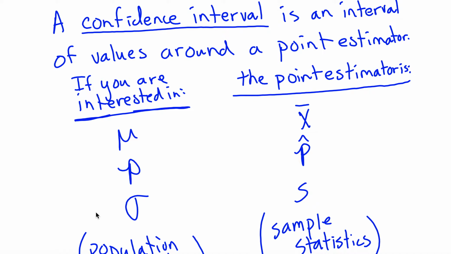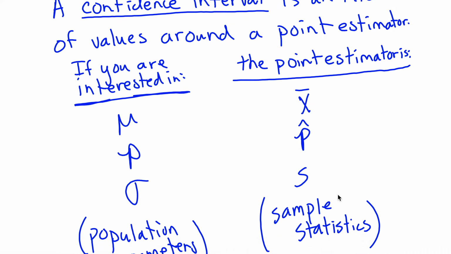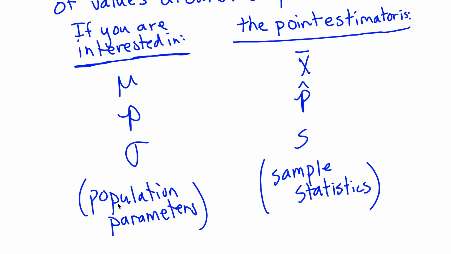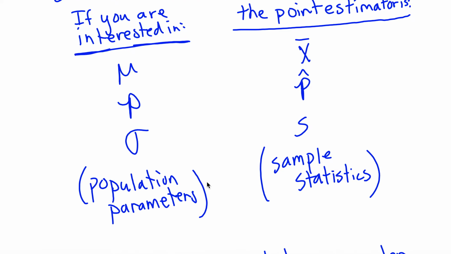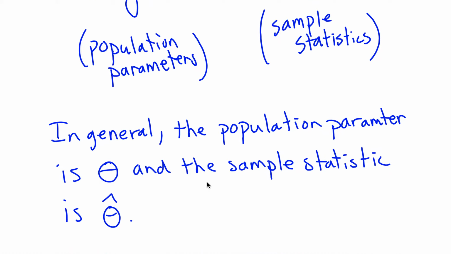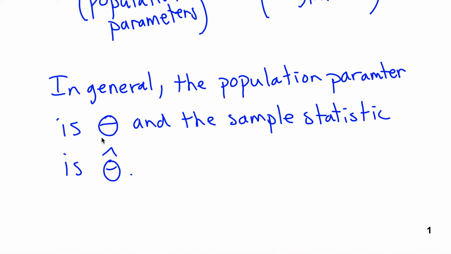If you happen to want to know what the standard deviation is, then your point estimator is the sample standard deviation. So you can see we can look at the population parameters, which are these here, and the sample statistics. And there are a lot of other ones we can do besides these, but these are the sample statistics that go with those population parameters. Again, they're called point estimators because they're a single point out there in space. And what we're going to do is give you an interval instead. In general, the population parameter is a Greek letter theta, and the sample statistic is a theta with a little hat on it. So we call it theta hat.